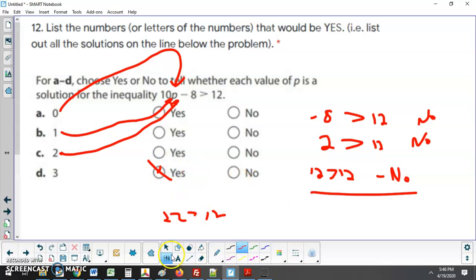The other way you could do this is just solve this inequality. It's a two-stepper. So you would add 8 to both sides, and you get 20. So 10p is greater than 20, which means p is greater than 2. Now, if p is greater than 2, can p be 2? No. So hopefully you understand why C is not right now. All right.